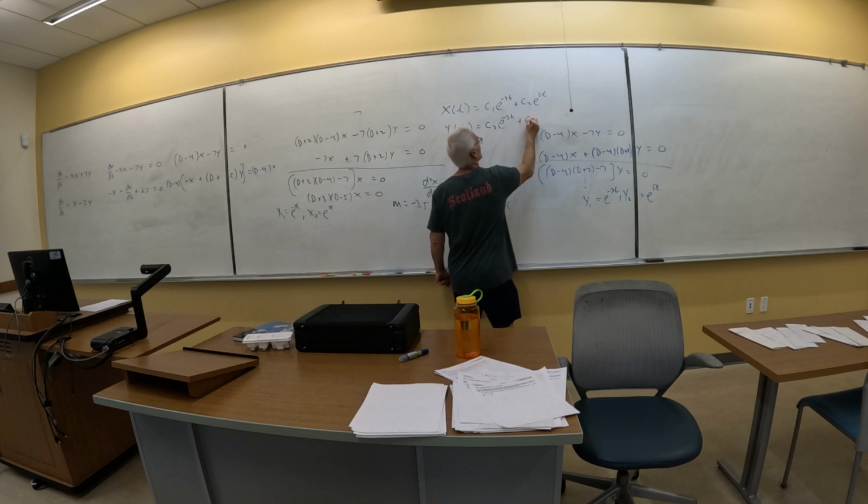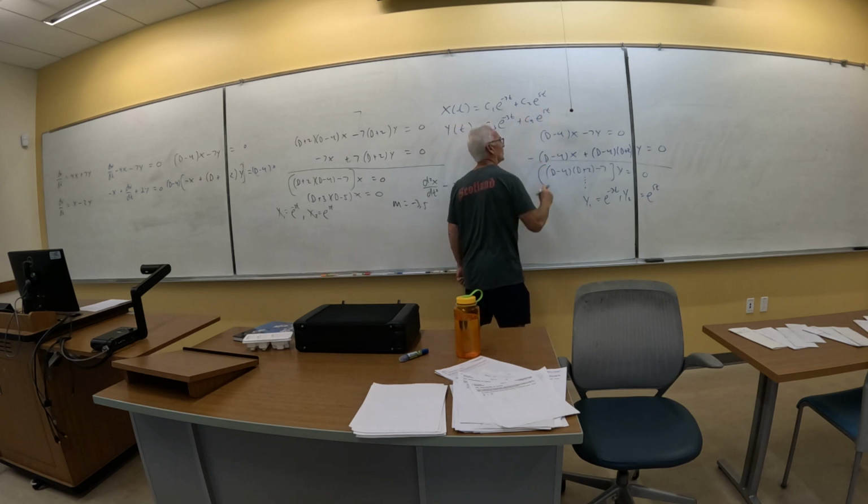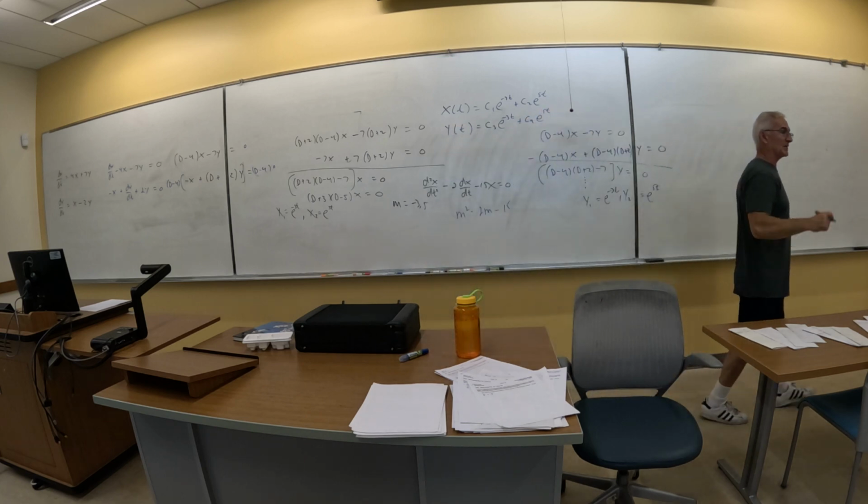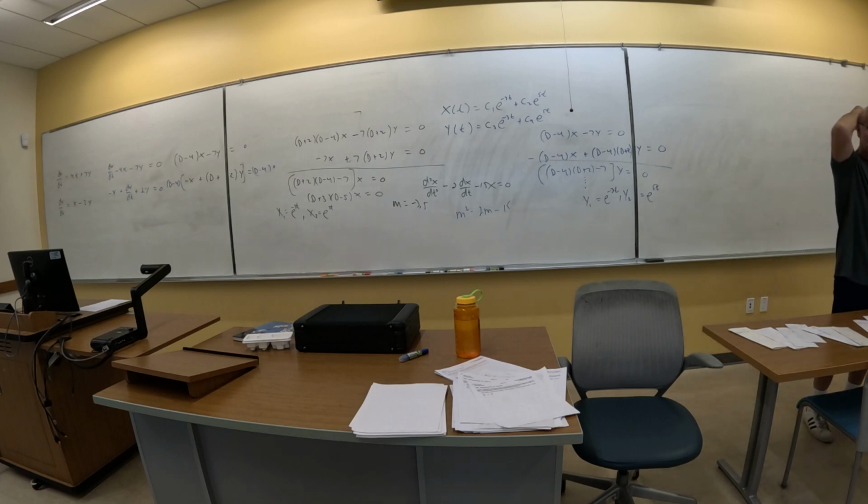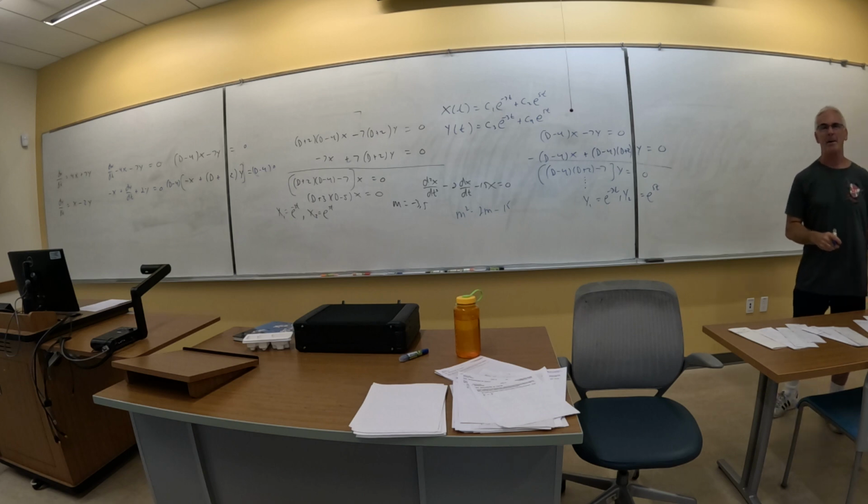Let's start with this. It would only be the same answer if C3 is equal to C1 and C4 was equal to C2, and that's probably not going to happen. Mathematically, it could happen, it's just not going to happen. So, we're most of the way done.